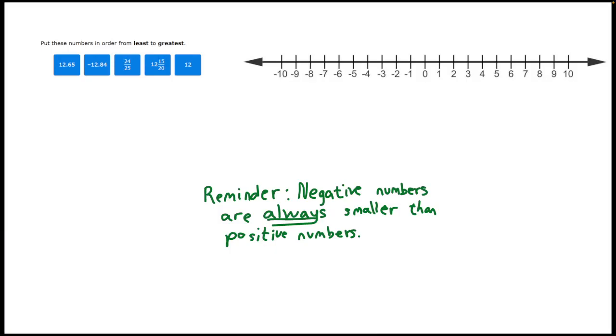Today we're going to be looking at how to put fractions and decimals in order from least to greatest and greatest to least. The fancy math way would be to say we're going to be putting rational numbers in order.